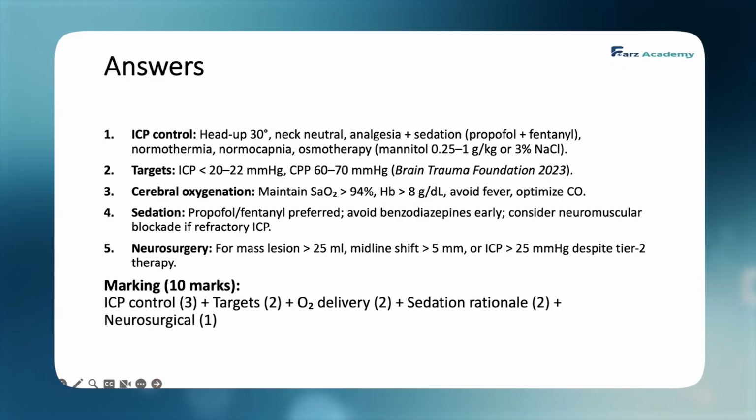Now it is a model answer. ICP control: head up 30 degrees, neck neutral, analgesia, sedation, especially propofol and fentanyl, normothermia, normocapnia, and osmotherapy. Osmotherapy includes either mannitol or 3% normal saline. Your targeted ICP is less than 20 and the CPP is 60 to 70, around 65. That is the Brain Trauma Foundation 2023 guidelines.